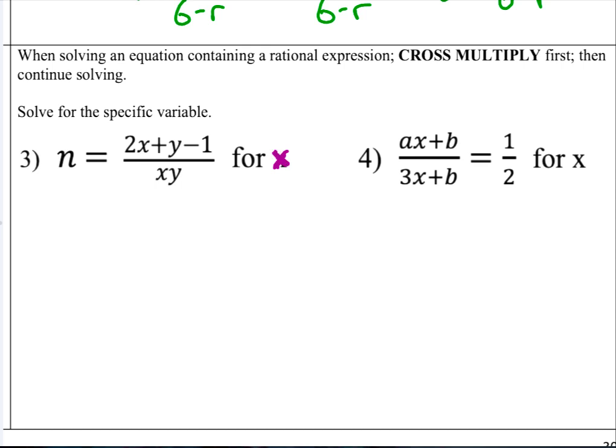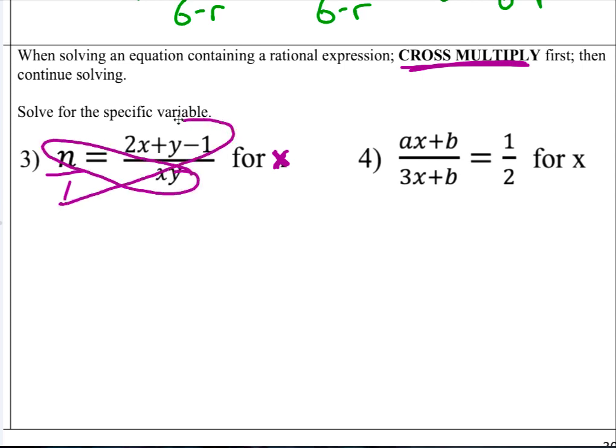So when we have pieces that look like they're in fractions like this, one of our strategies is we can cross multiply. So what that means is we're going to take the numerator of one times the denominator of the other, numerator of one times the denominator of the other. So n times xy is nxy. 1 times 2x plus y minus 1 is 2x plus y minus 1.